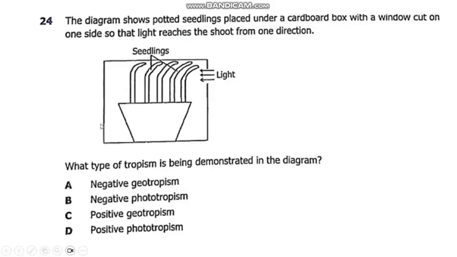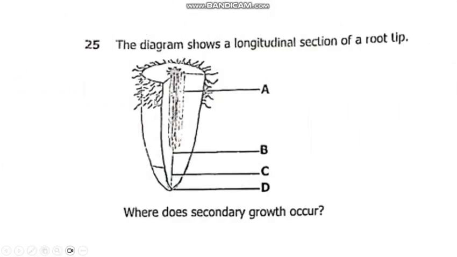So here we can see that light is entering through the window cut, okay, and we can see the seedlings are bending towards where light is coming from. So the type of tropism that is being demonstrated in this diagram is positive phototropism. So the correct answer is D. We now move on to question 25.